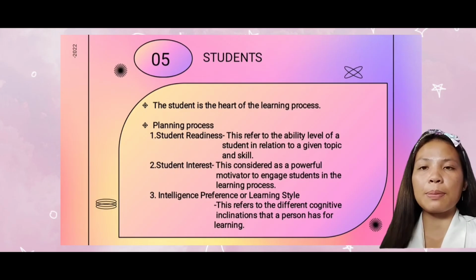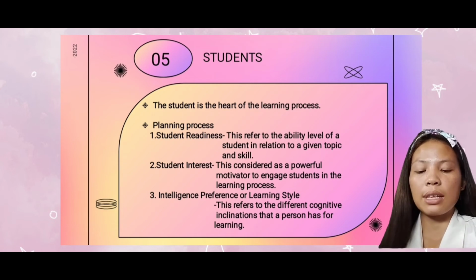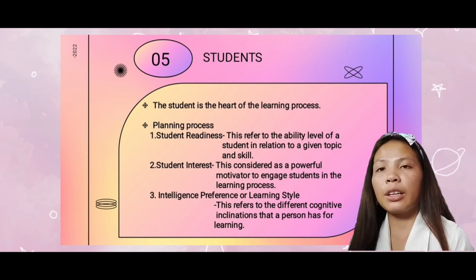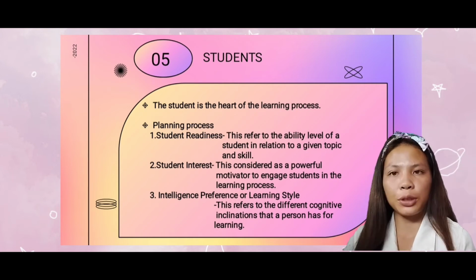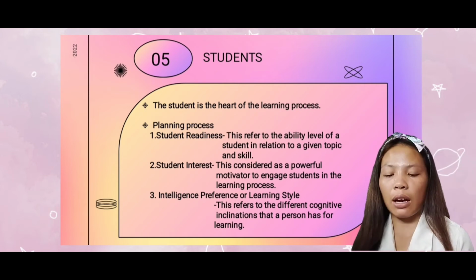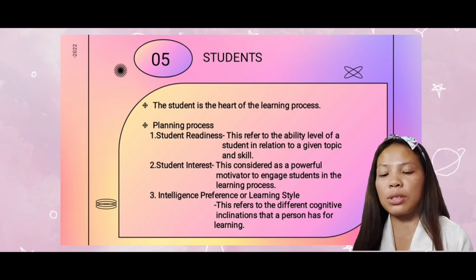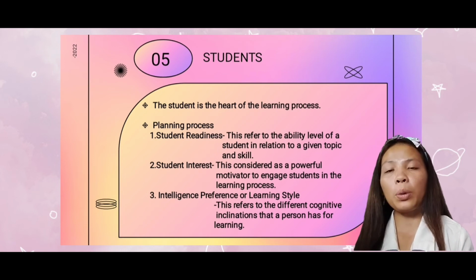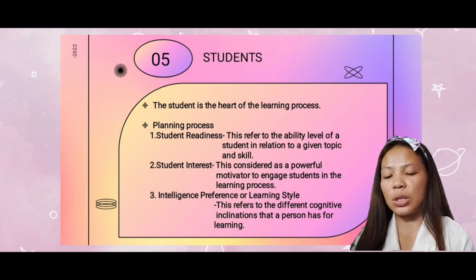In this topic, there are 6 planning instruction, but Karina and Daryl discussed already the 4 planning instruction. So the remaining 2 planning instruction, which is the students and the teacher, I will be the one to discuss. In learning process, students is the heart of learning process. Why? It's because, as such, they should be given utmost consideration in instructional planning. In order to effectively facilitate learning, teachers should take into account the following in the planning process.